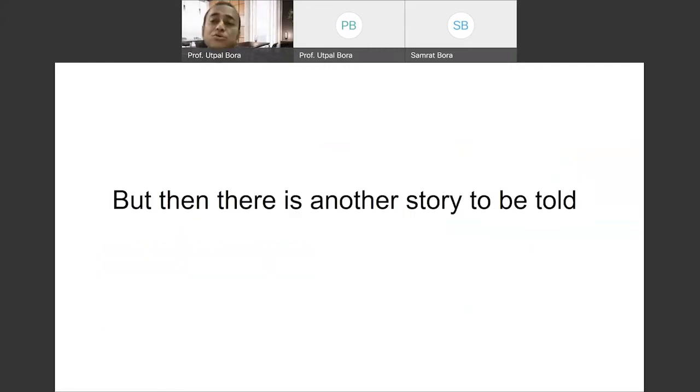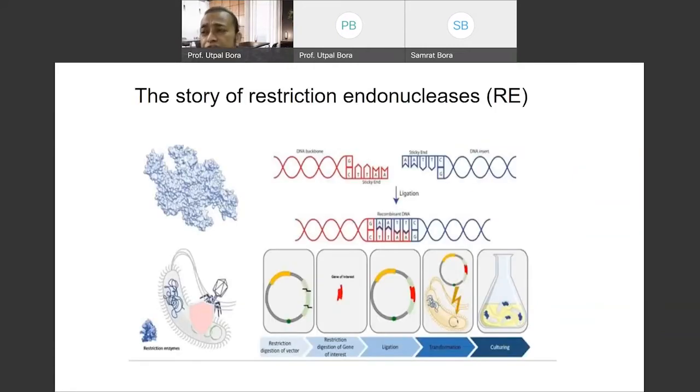But then there is another story to be told, the story of restriction endonuclease. Most of you are very much aware of restriction endonucleases, but for the uninitiated, they are something which has revolutionized genetic engineering and biotechnology, and they are basically enzymes which recognize certain sites in the DNA. And how did it originate? What is the story of restriction endonuclease?